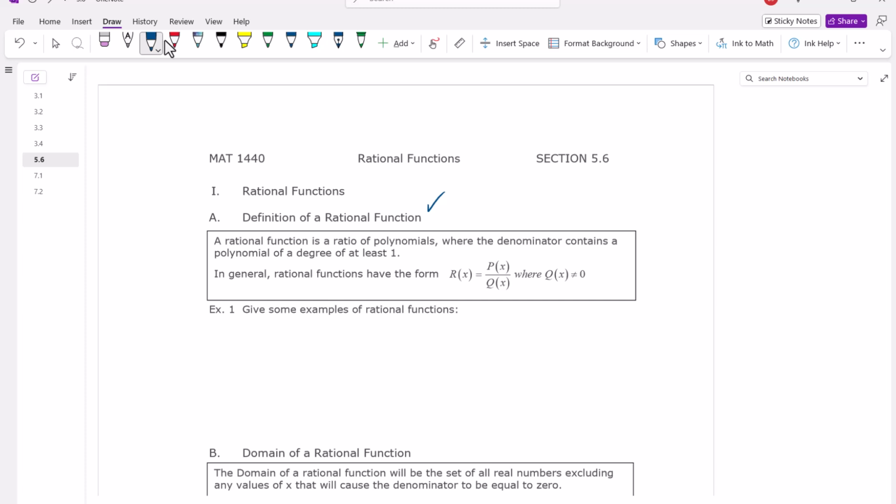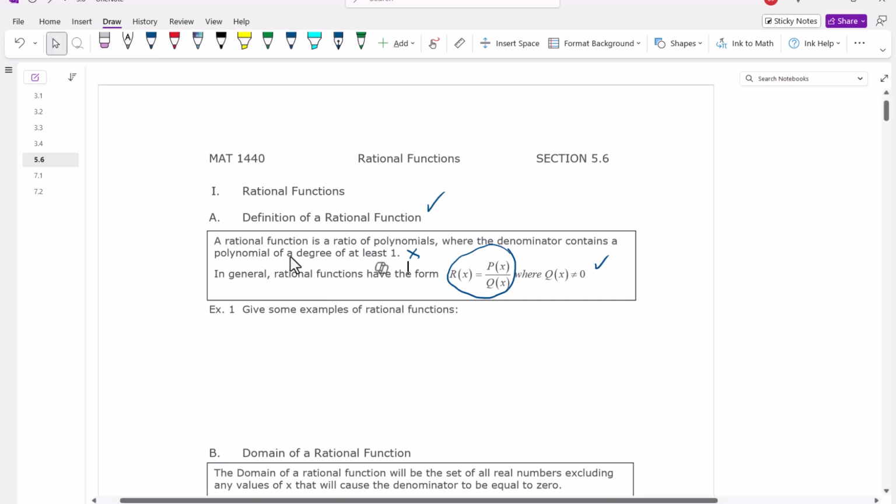Okay, so rational function just basically means you have a ratio of two polynomials. And the denominator can't be zero because you can't divide by zero. Okay, and the denominator has to have a polynomial of at least degree 1, which means it has to at least have a variable x in it. The numerator can just be a constant, but the denominator absolutely has to have a whole number power of x.